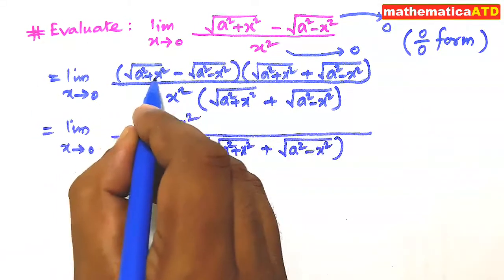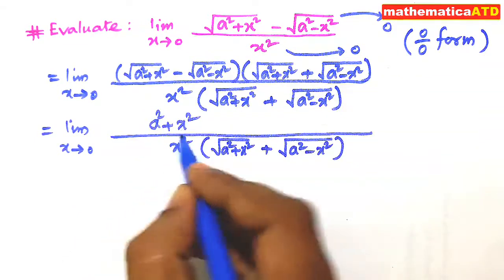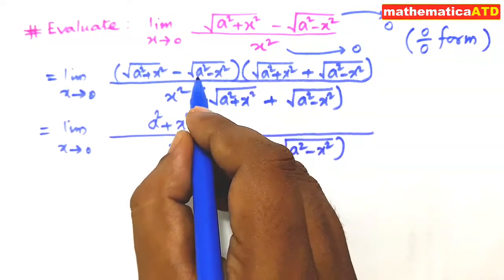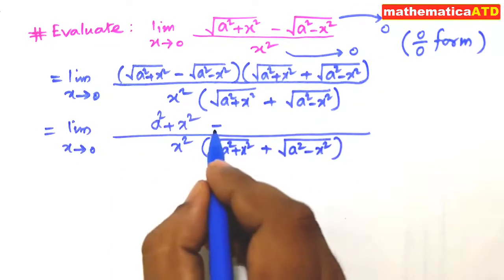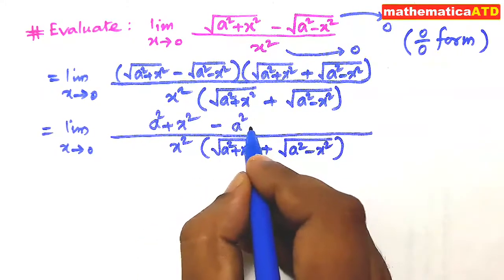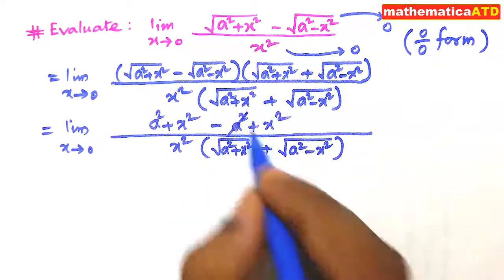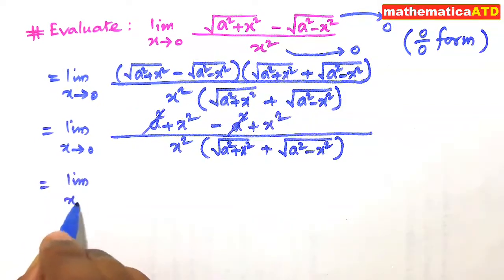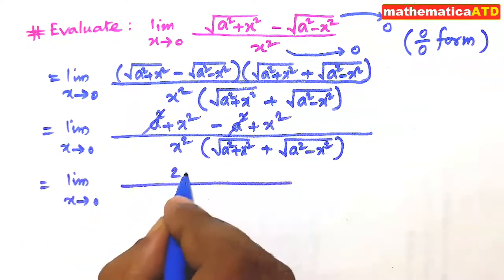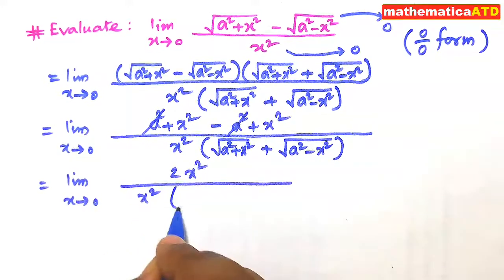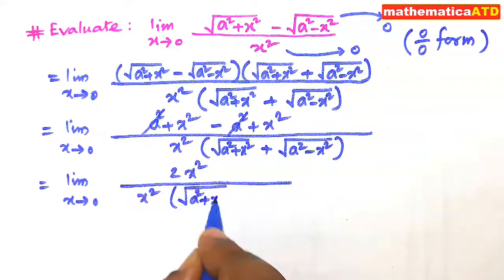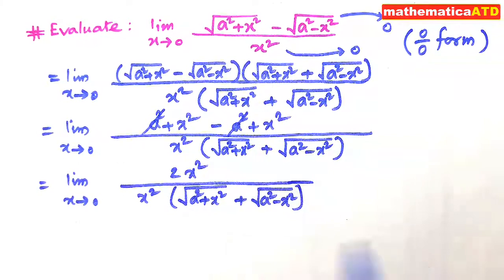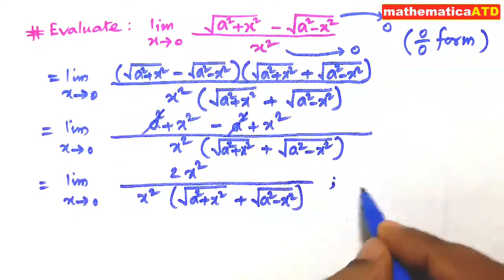That means root (a square plus x square) whole square means a square plus x square, minus root over (a square minus x square) whole square, giving us only a square minus x square. And since there is a negative sign for this, we have to write a square plus x square. Now a square is cancelled, so we are getting limit x tends to 0, numerator is 2x square, denominator is x square into root over (a square plus x square) plus root over (a square minus x square).